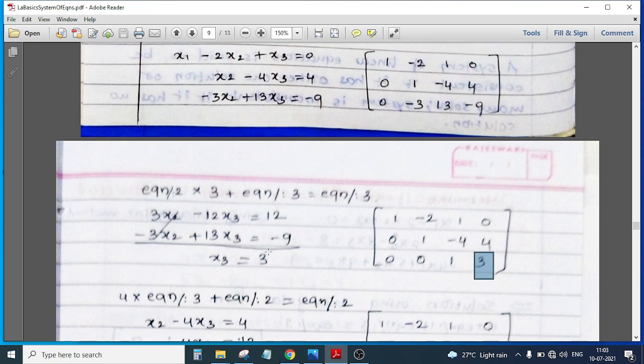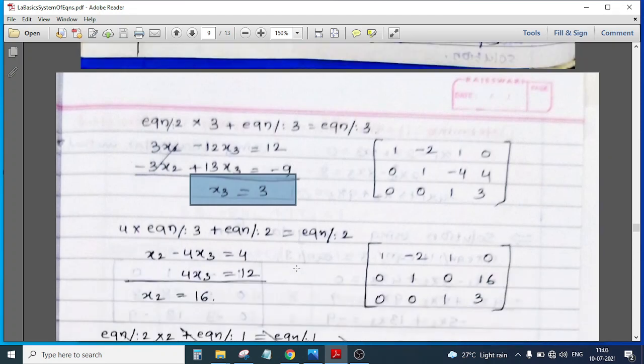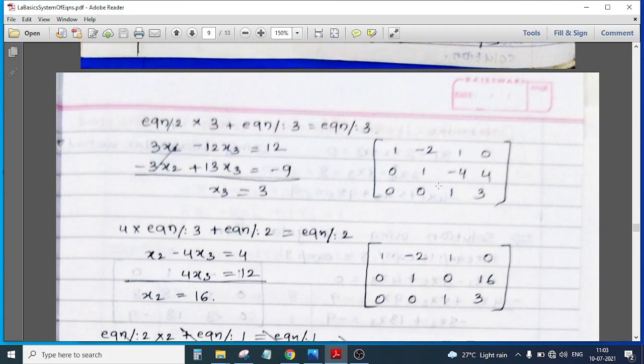So thereby you can see we have found out the value of x3. Now we have found out the value of x3. Next task is to either find the value of x2 or find the value of x1. Finding the value of x2 remains very simple now. Why? Because we already know the value of x3. Not a big deal.